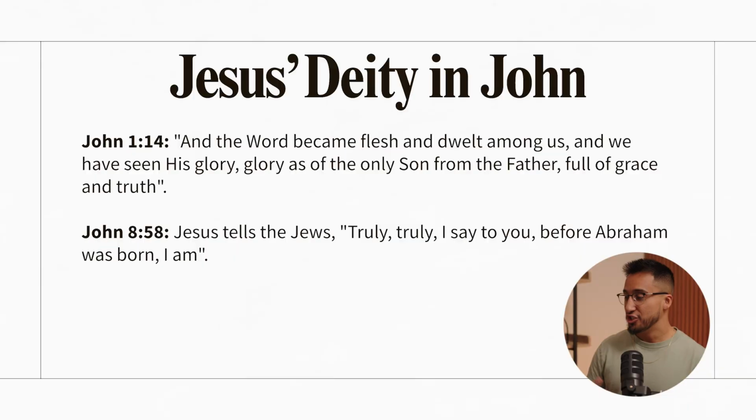Like I mentioned before, we have to understand the goal of John's gospel. So let's very briefly go over some other scriptures in the book of John where it speaks of Jesus and his deity. John 1:14, "And the Word became flesh and dwelt among us, and we have seen his glory, glory as of the only Son from the Father, full of grace and truth."